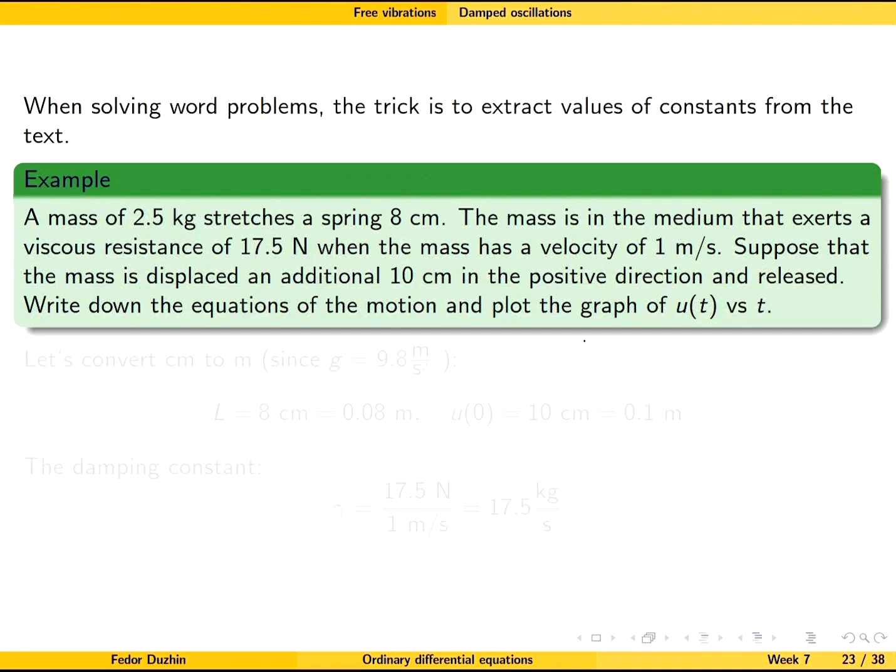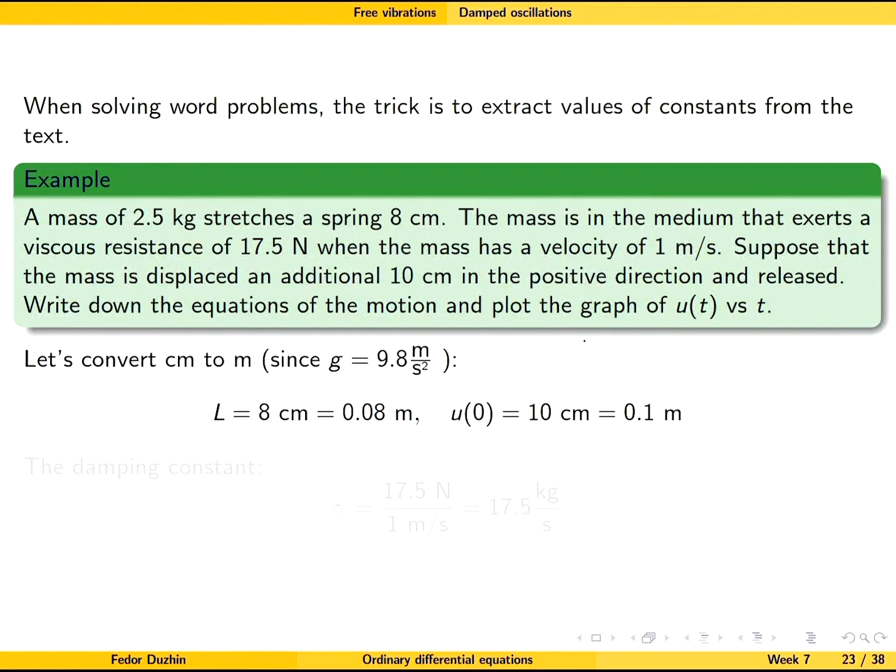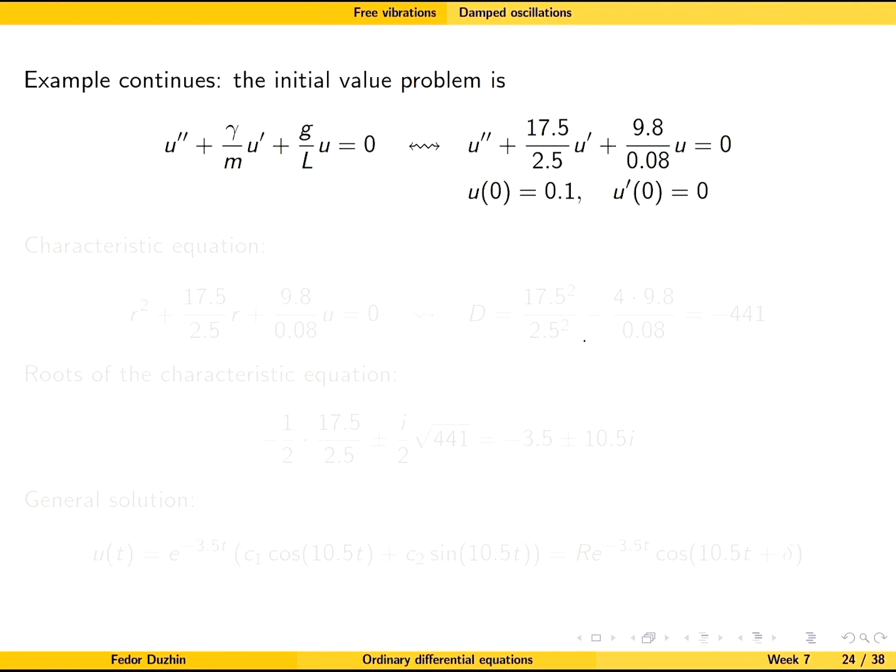Remember that when we derived the units of this damping constant, the units were kilograms per second, so from here you can deduce that the damping constant should be this 17.5 newtons divided by 1 meter per second. Then you have this additional displacement, which is nothing else but u of 0, and you can put everything together, converting centimeters to meters. So the damping constant is 17.5 kilograms per second. Then you just fill in all the values, and here is what you get.